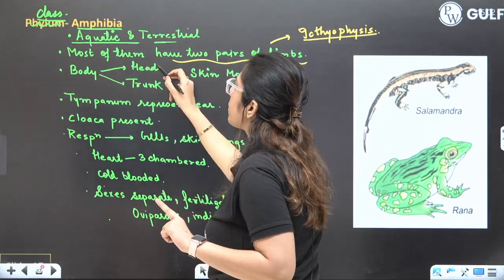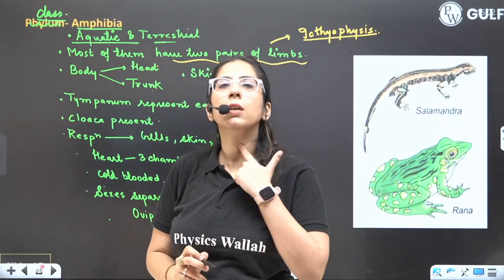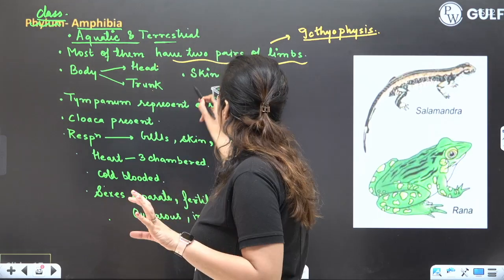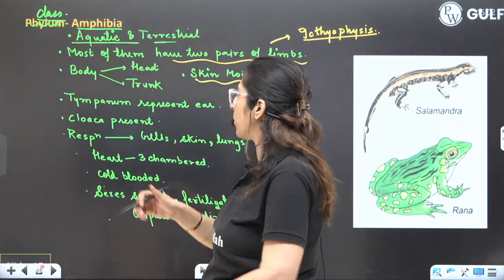Ichthyophis. Body is divisible into head and trunk. In these organisms, mostly the neck and tail are absent. Some organisms will have a tail also. Skin is moist because they show respiration with the help of skin also.